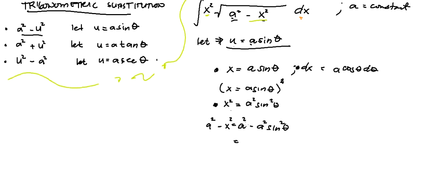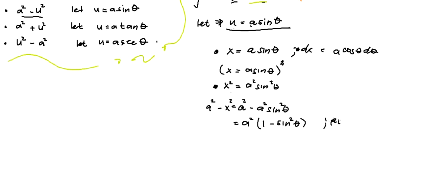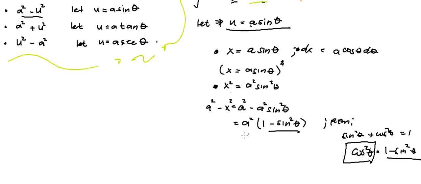From here, we can now simplify this. We have a squared, so we are left with 1 minus sine squared theta. In order to simplify this, we will use the trigonometric identity, which is sine squared theta plus cosine squared theta is just 1. So cosine squared theta is just 1 minus sine squared theta. This simply means that our 1 minus sine squared theta here is just equal to cosine squared theta.